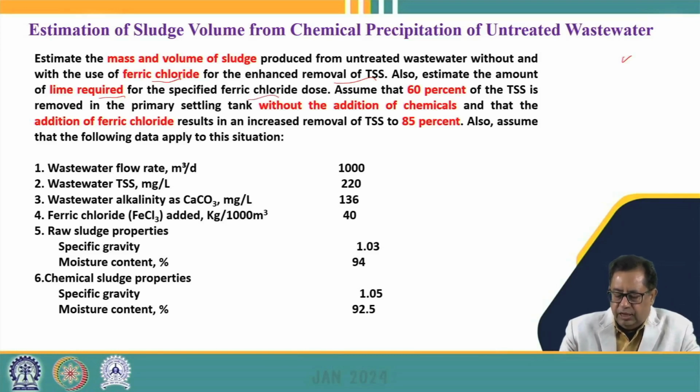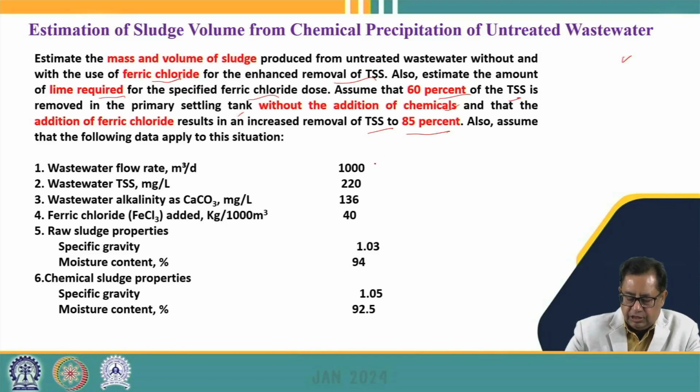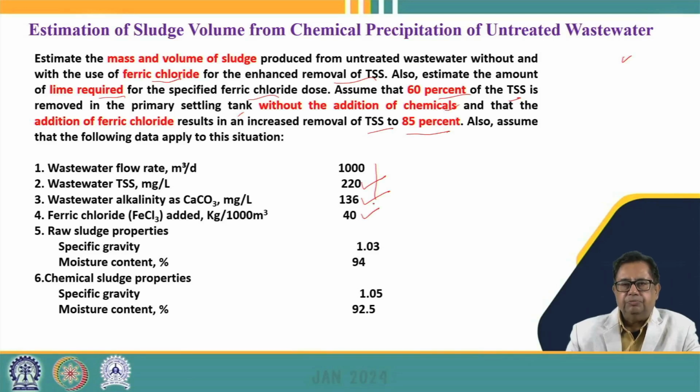ferric chloride dose, and we assume that 60% of the total suspended solids is removed in the primary sedimentation tank without the addition of chemicals, and nearly 85% of the total suspended solids is removed by the addition of chemicals. These are the various data required for the wastewater treatment. We have a flow rate of 1000 cubic meters per day, wastewater total suspended solids of nearly 220 milligrams per liter, alkalinity as calcium carbonate of 136 milligrams per liter, and ferric chloride addition of around 40 kilograms per 1000 cubic meters.